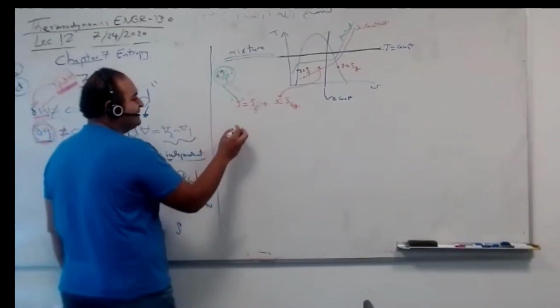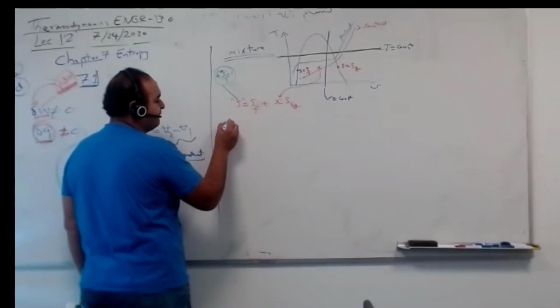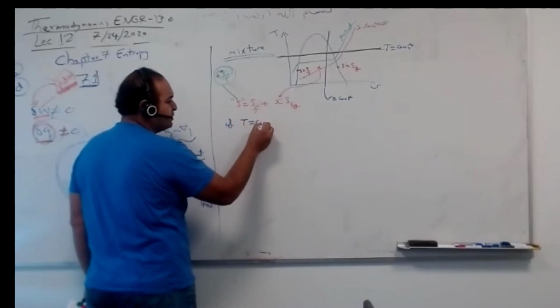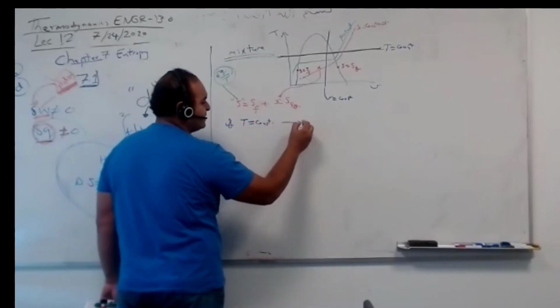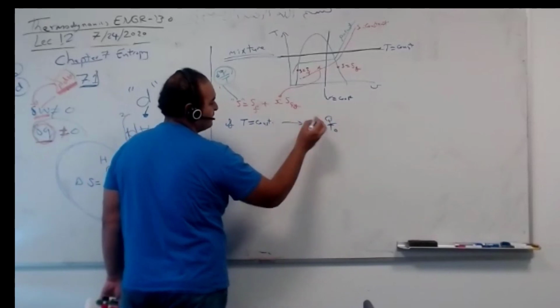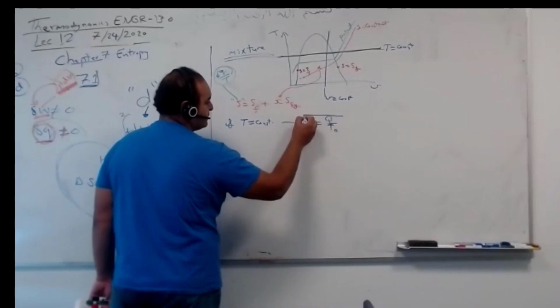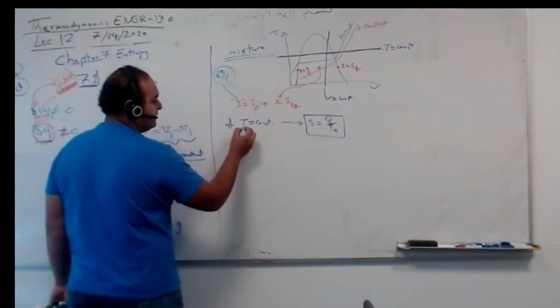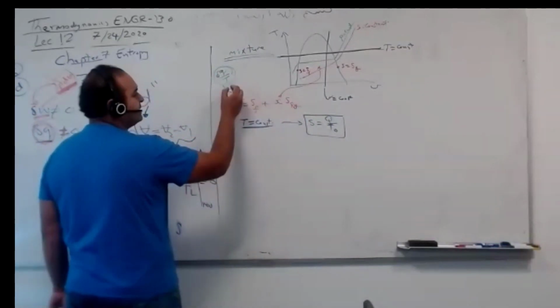So delta Q over T is S. If T equals constant, which is a very important special case, S equals Q over T. Let's say T0, for example. This is very important, a special case. If T is constant, generally it is delta Q over T.